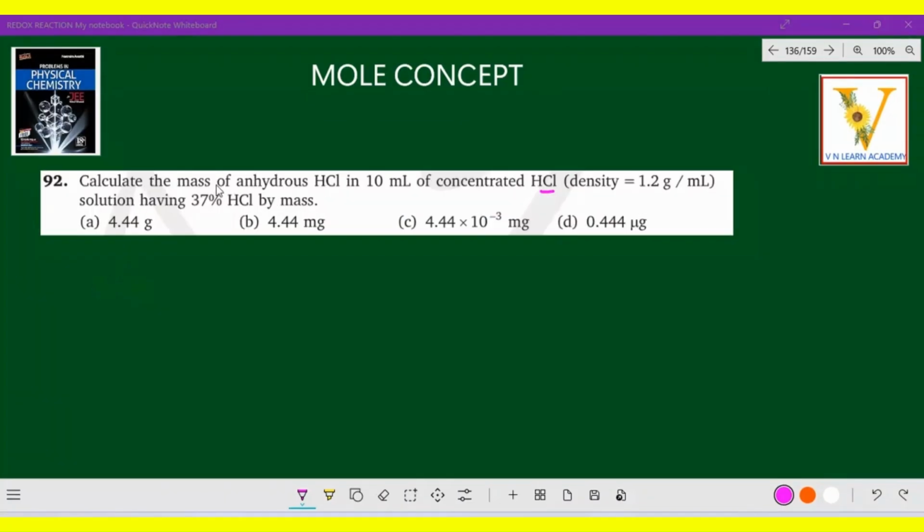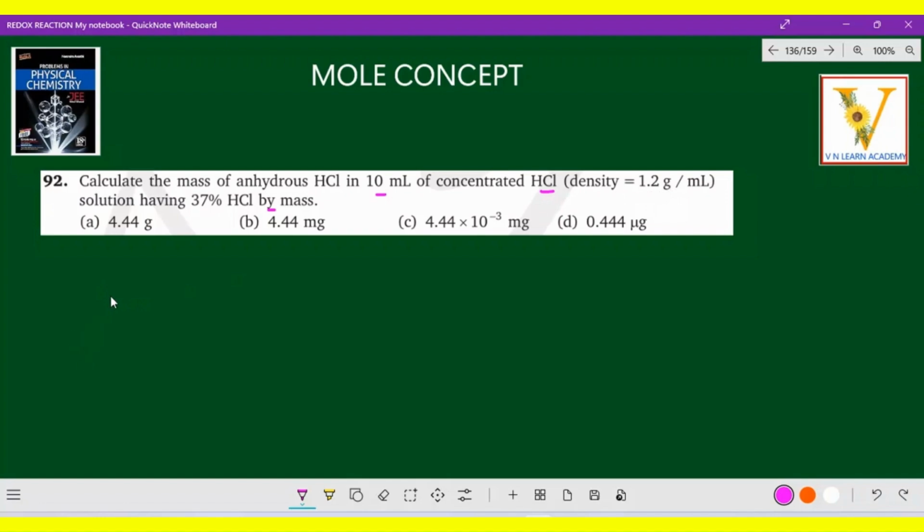The next question: calculate the mass of anhydrous HCl in 10 ml of concentrated HCl solution, having density 1.2 gram per ml and 37% of HCl by mass. Right, now come on, let us check the mass of anhydrous HCl in 10 ml of concentrated HCl solution. They have given density, which is equal to mass by volume, as 1.2 gram per ml.